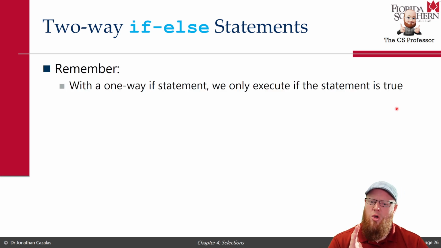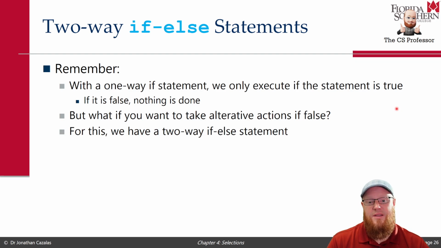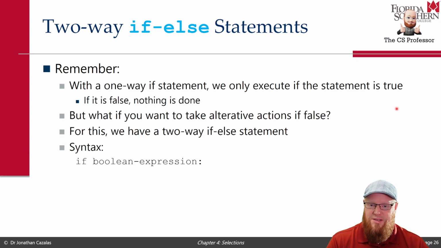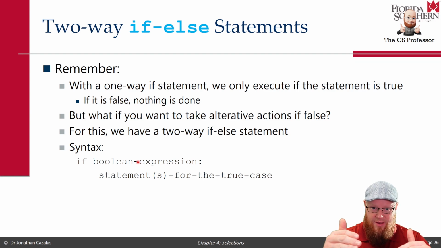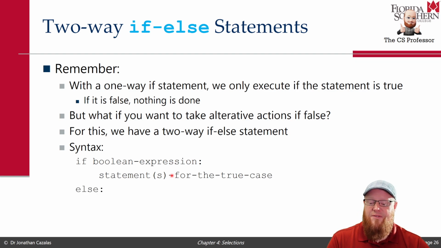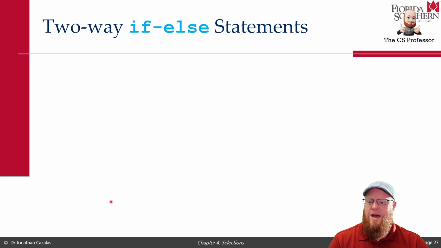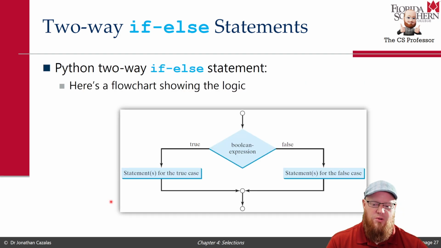So a one-way if statement, we only execute statements if it's true. But what about if it's not true? Would we like to take an alternative pathway? That's the idea of a two-way if-else statement. The syntax is if, and we have some Boolean expression, which will always evaluate to one of two things, either true or false. Inside that, indented over, we're going to have the statements for that Boolean expression. If that's true, we do those statements, but if it's not true, else or otherwise, we do these statements. This is the idea of an if and an else, and here's the flow chart.